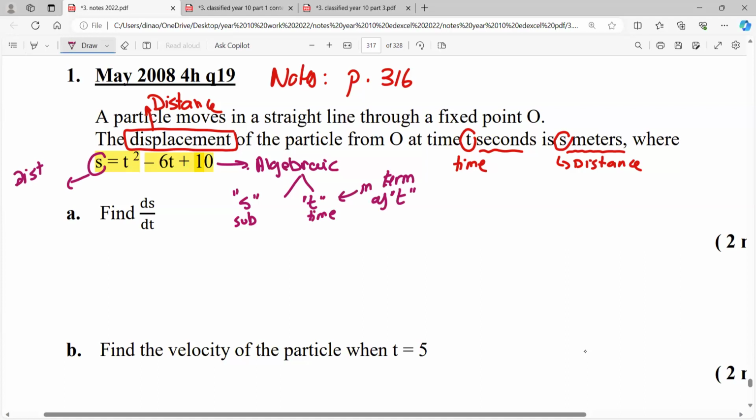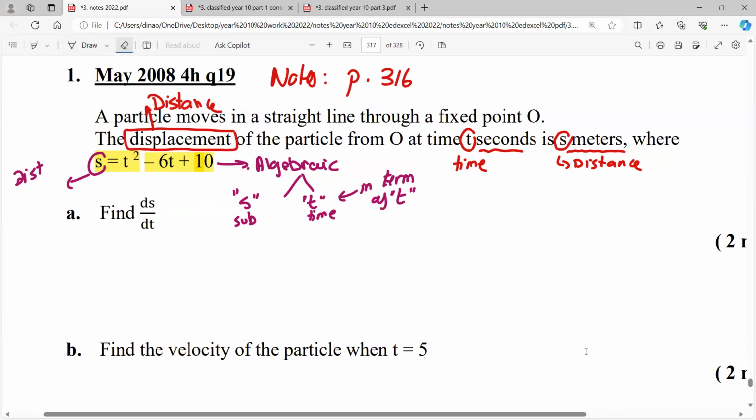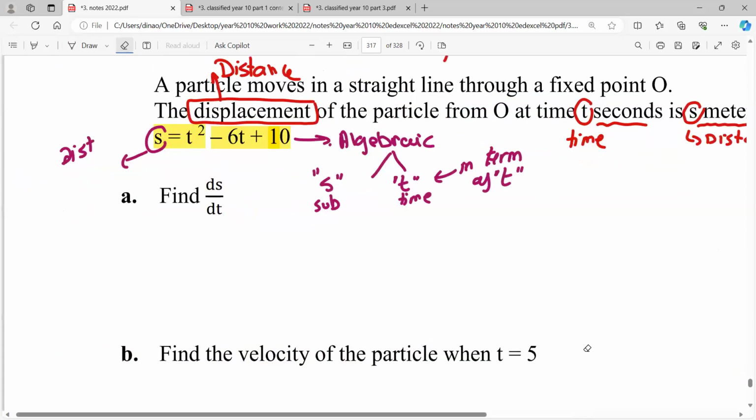Of course, the first question over here is very simple. Find ds by dt. Of course, this is the differentiation. Now how do I differentiate? I differentiate exactly as we explained in part 1, without any difference. Here the question says find ds by dt. We will do it, and then we will understand what this ds by dt actually is.